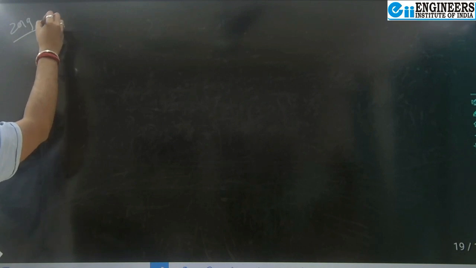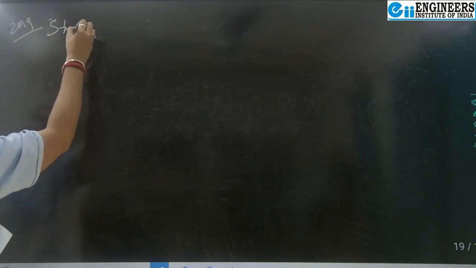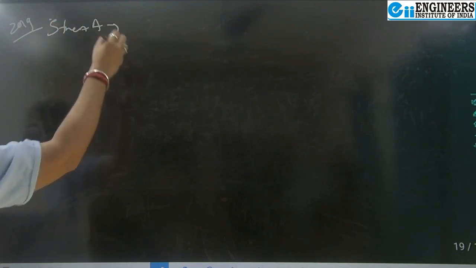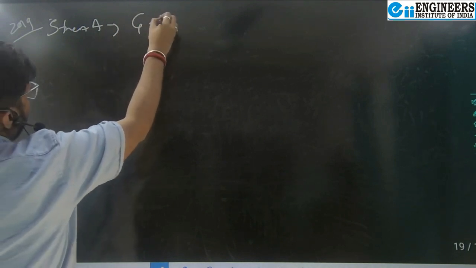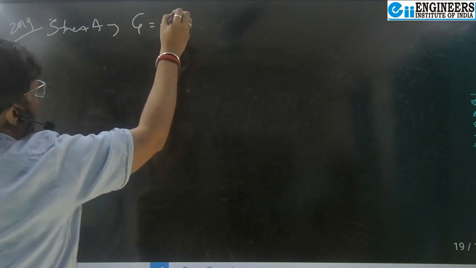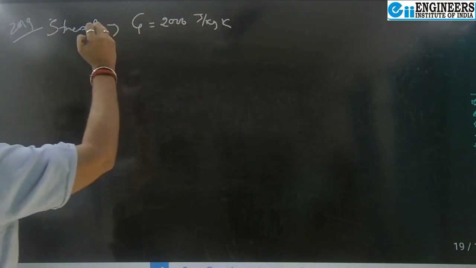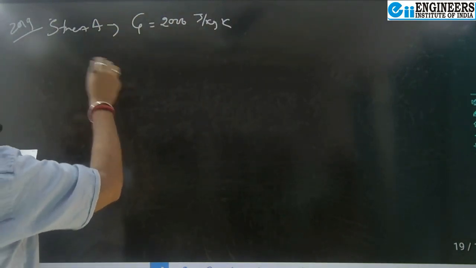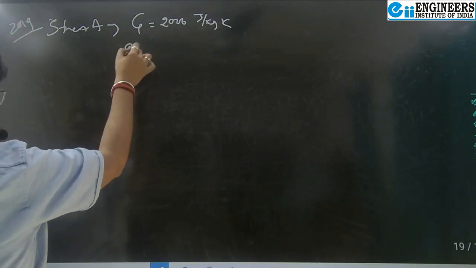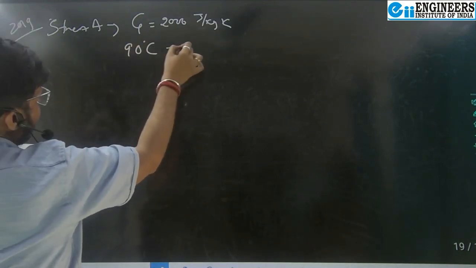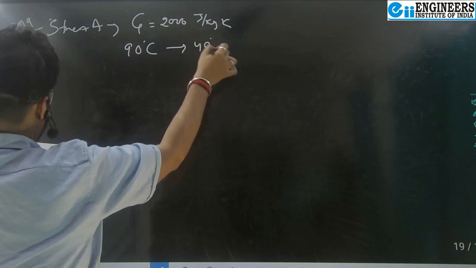2019 GATE question. There is a stream A. Stream A, the specific heat is 2000. What will be the unit of specific heat? Joule per kg Kelvin. It has given the specific heat and the temperature. It shows that stream A enters at 90 degrees Celsius and exits at 45 degrees Celsius.